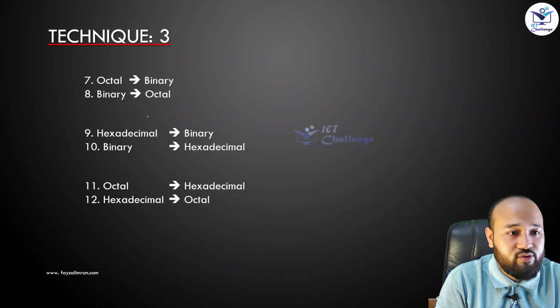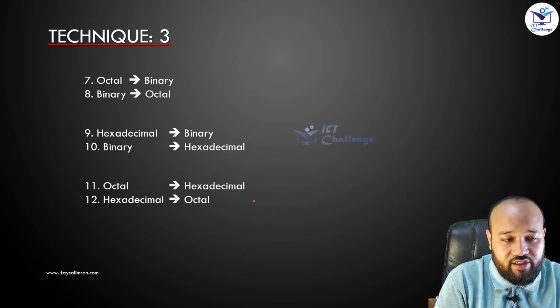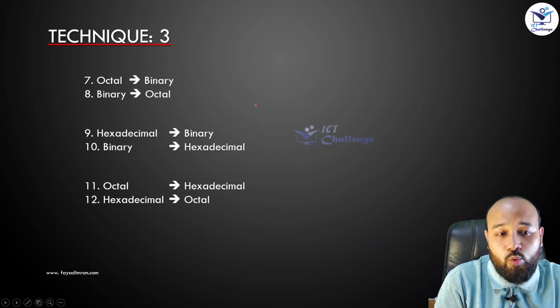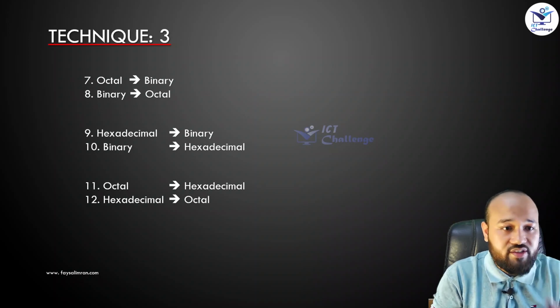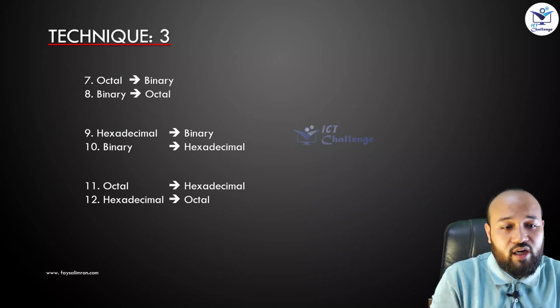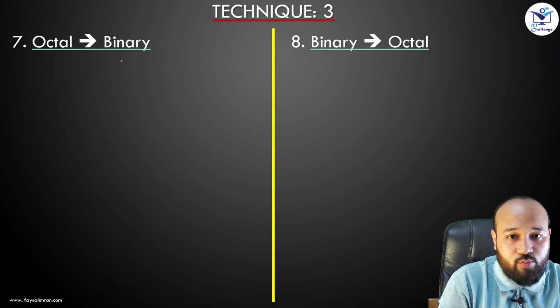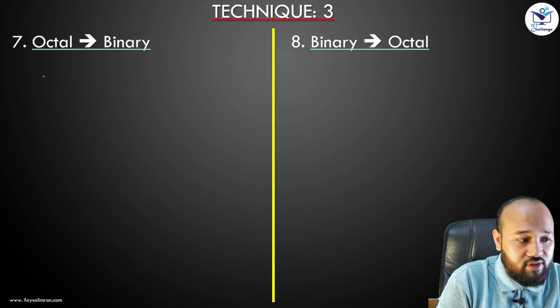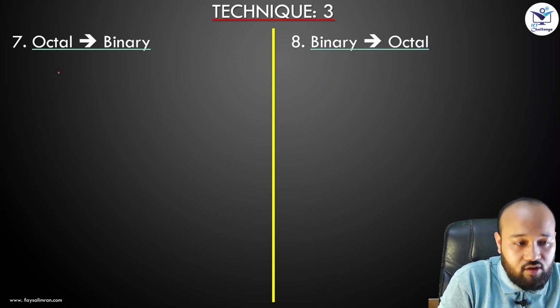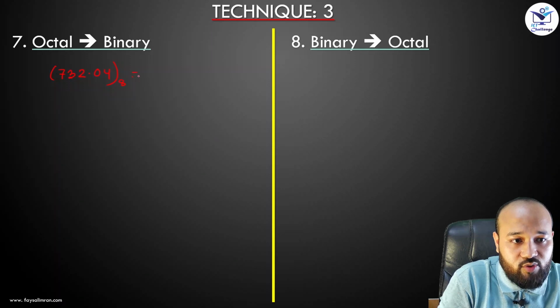Now we are going to learn technique 3. Here the decimal number system is not available, right? So when the decimal number system is not available in any kind of conversion, we can convert using one rule. Okay, so here is technique 3. At first we have to learn octal to binary and binary to octal. Now let's have an octal number like 732.04. That is an octal number and we have to convert it into a binary number.